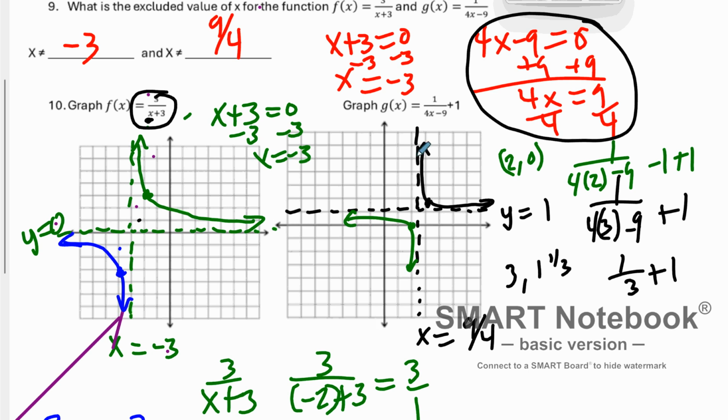If you want to, again, you can plug in more points. Plug them in, see what you get. You should get your 2 branches. You always need a vertical asymptote, a horizontal asymptote, and your 2 branches with at least 2 points. Okay, there you go. There's the video.